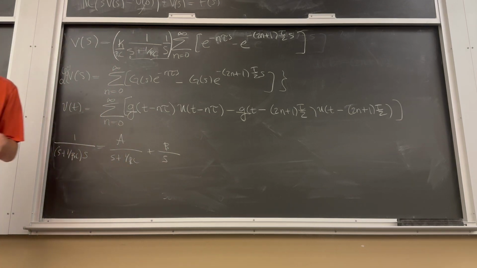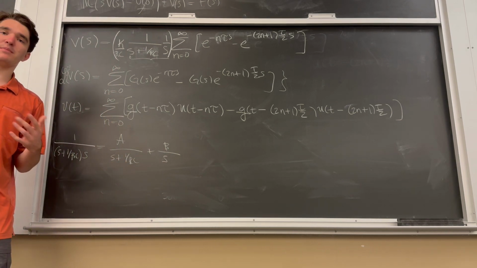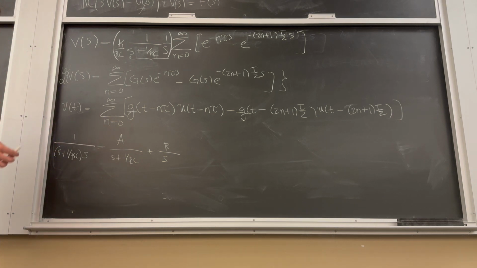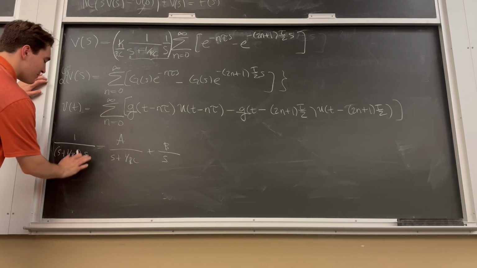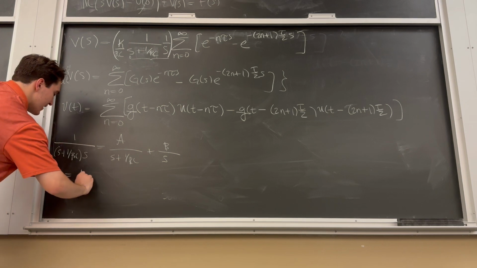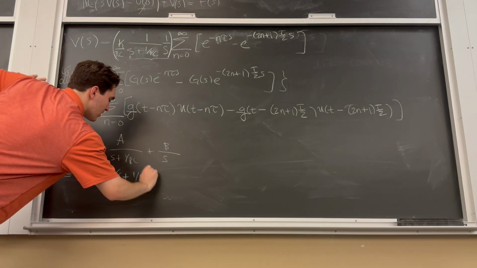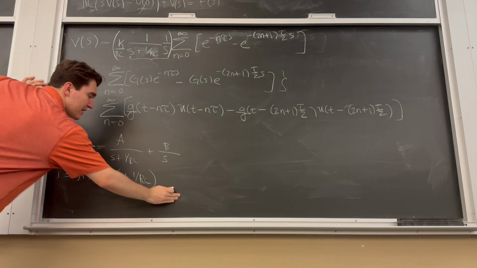Now you can use whatever method you want for doing partial fractions. I'm just going to do my own personal favorite method, which is to multiply both sides by the denominator on the left-hand side. That leaves us with this. Boom, clearing the denominator on the left.